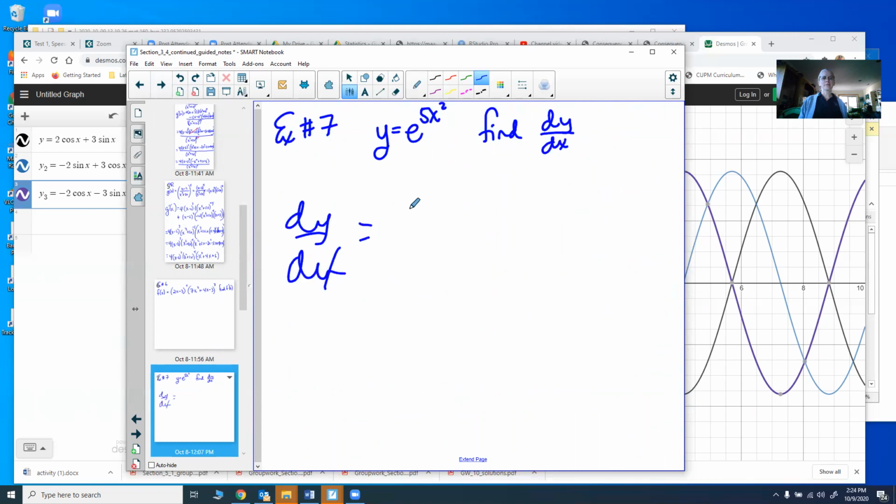So my outside function is e to a power, and the derivative of e to a power is e to that power, then times the derivative of the power. And the derivative of 5x squared will be 10x. My power was 5x squared. So there's my derivative of e to the power. Derivative of e to the power is e to the power times the derivative of the power.